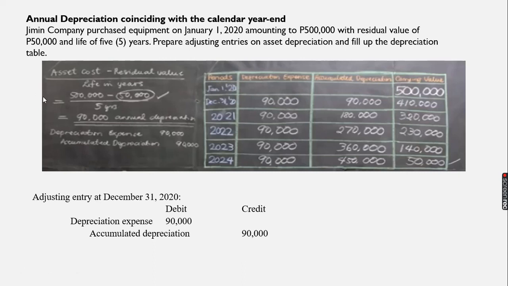So, if you multiply the 90,000 by 5 years, ayan, 450 is the accumulated depreciation. Tama? So, that's how we compute the depreciation expense. Ayan.